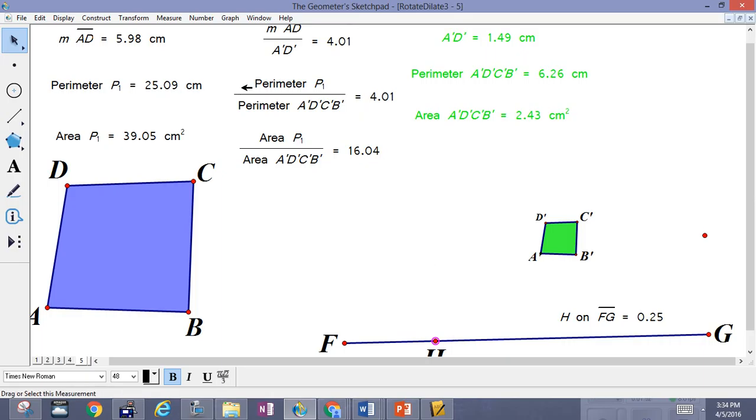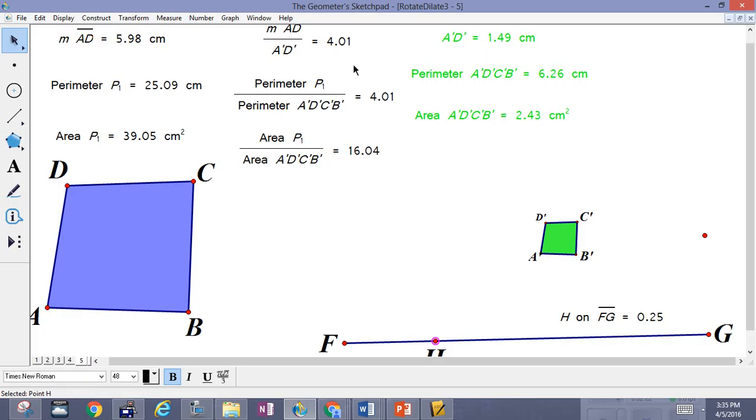The ratio of their perimeters, the large polygon perimeter to the small polygon perimeter, is 4, which is the same as the ratio of the sides. The ratio of the sides we call the scale factor, and the scale factor is the same as the ratio of the perimeters. But now let's look at the area. The blue polygon has an area just over 35. The green polygon has an area just under 2.5. Look at the ratio: 16.